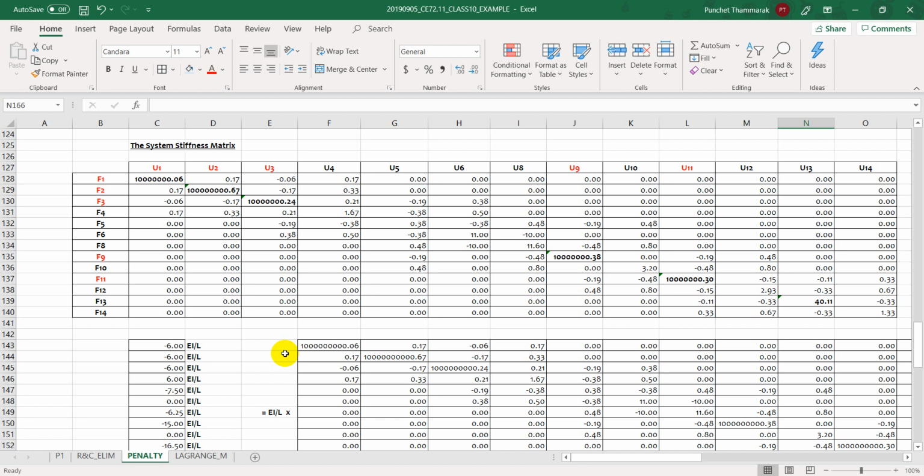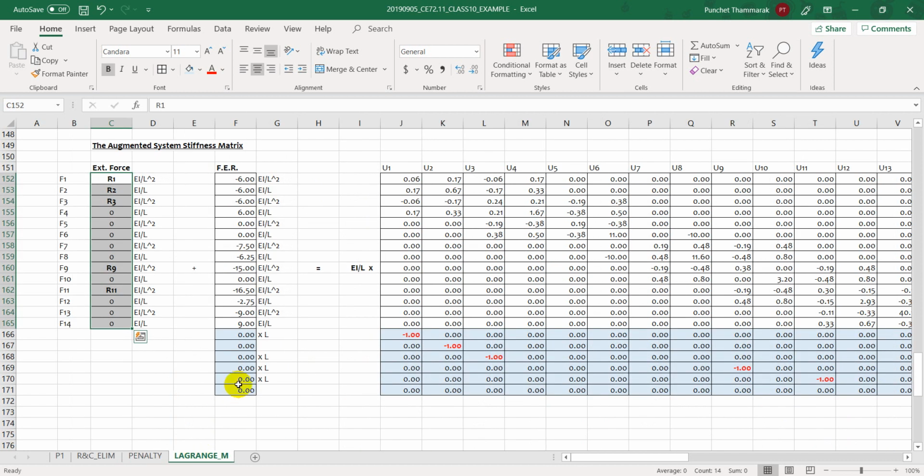For row and column elimination, since you eliminate these columns and these rows, you don't need to think about it because it's not there in your equation. But when you do Lagrange multiplier, as you are not taking out these equations, it will remain there, and it is not addressed by any spring like penalty. So we need to list them out precisely as R, reaction, which is unknown.